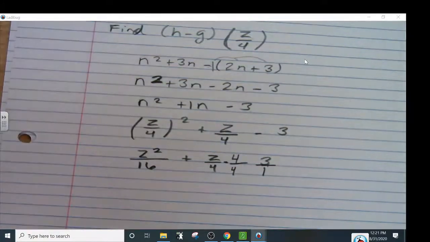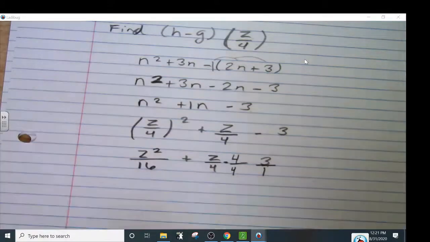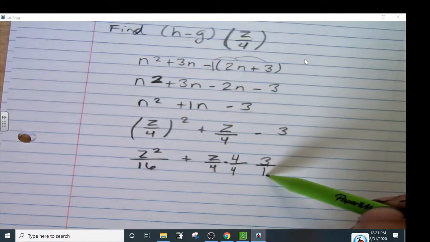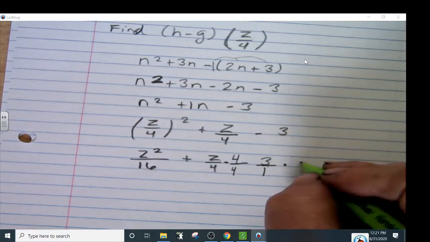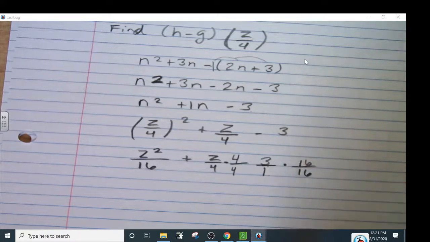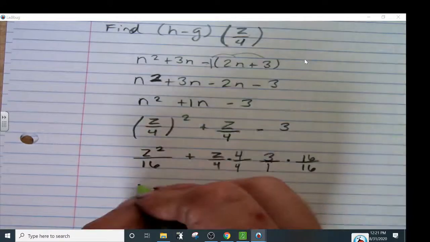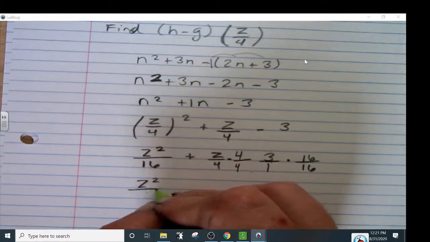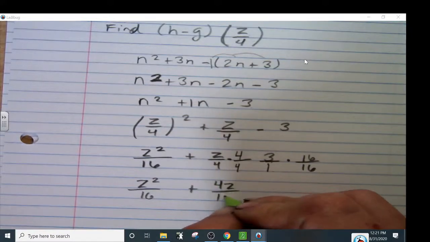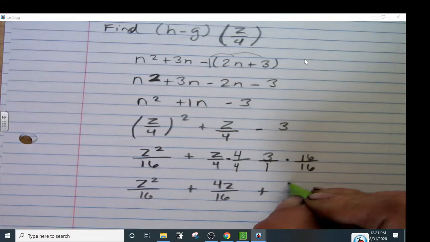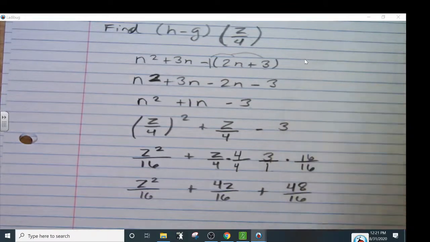You can't just multiply the bottom because it'll mess it up, because you're not keeping your values. It's not keeping the right value. Okay? Now, what do I have to multiply a 1 by to make it 16? 16, right? Multiply top and bottom by 16. Okay? So now, this is what we have. z squared over 16 plus 4z over 16 plus 48 over 16.